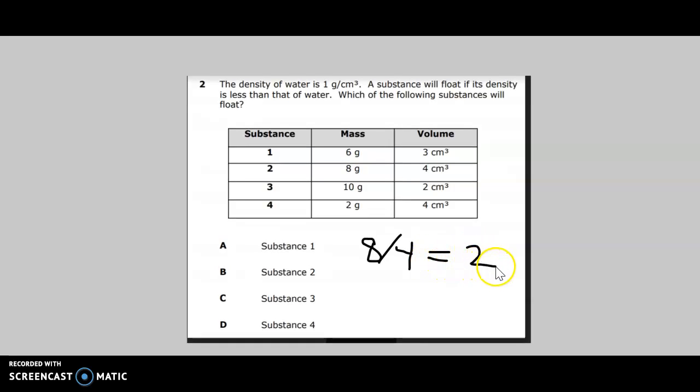So you just continue going down our table here, doing the math, to figure out which one of these substances, 1, 2, 3, or 4, when you do the math, mass divided by volume, which one of these is less than water, 1? Which one of these is less than 1?